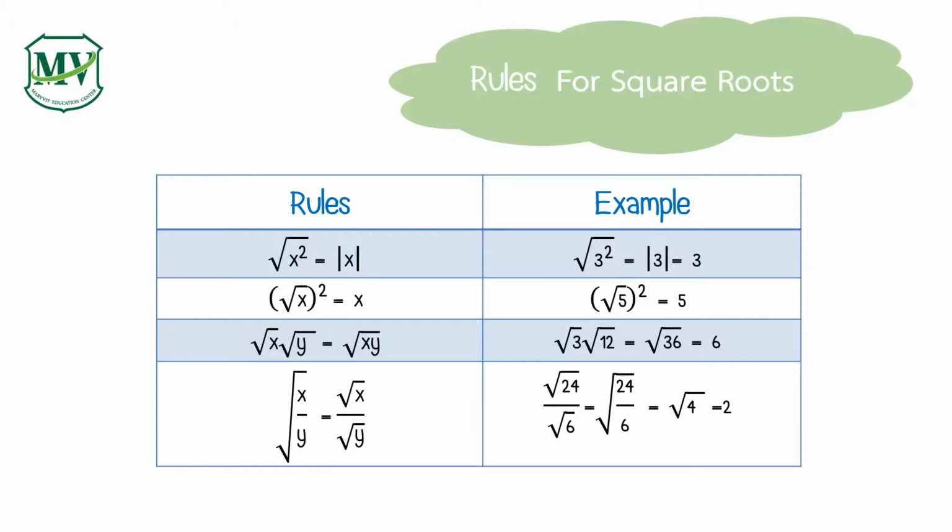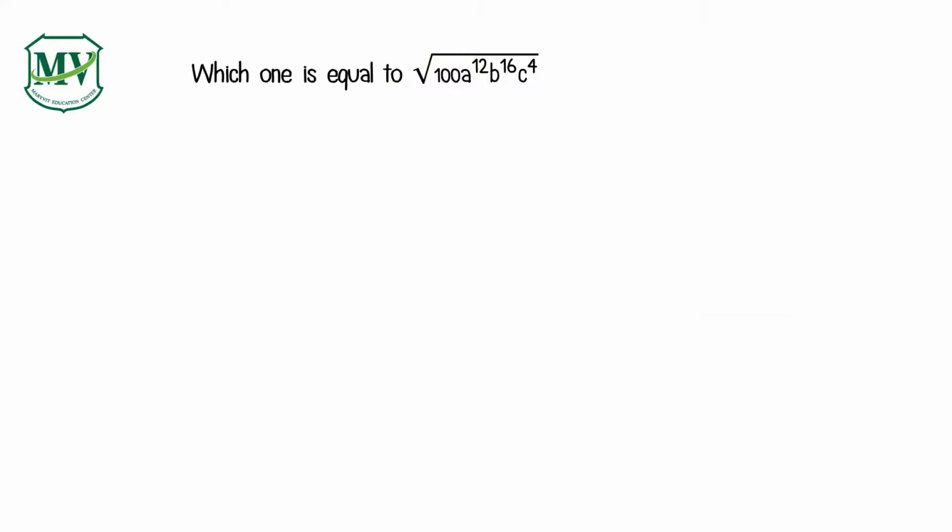is equal to 6. And also, square root of x over y is equal to the square root of x over the square root of y. For example, square root of 24 over square root of 6 is equal to square root of 24 over 6, is equal to square root of 4, is equal to 2. So let's answer this question.